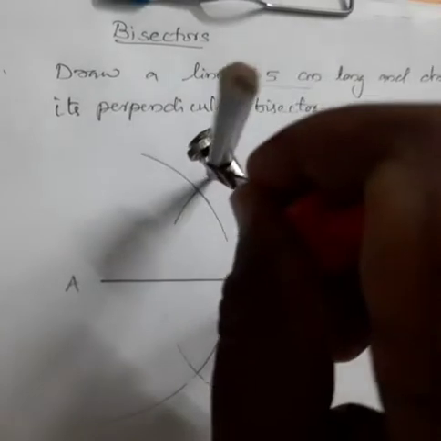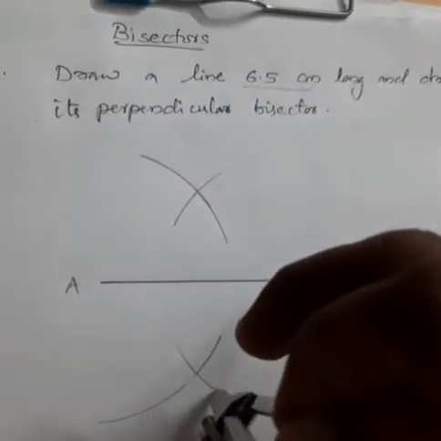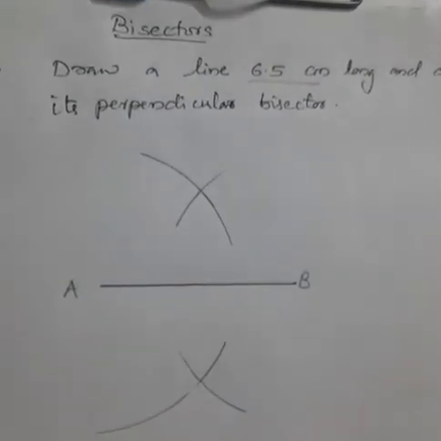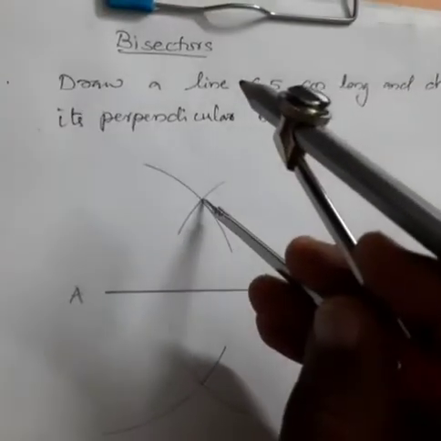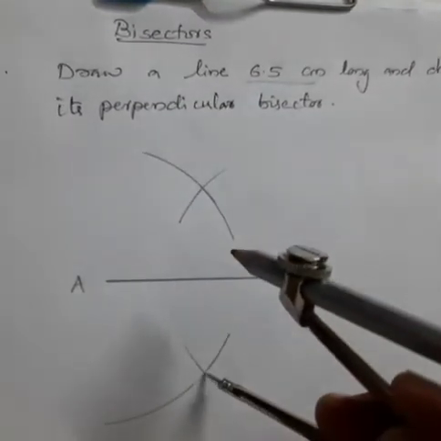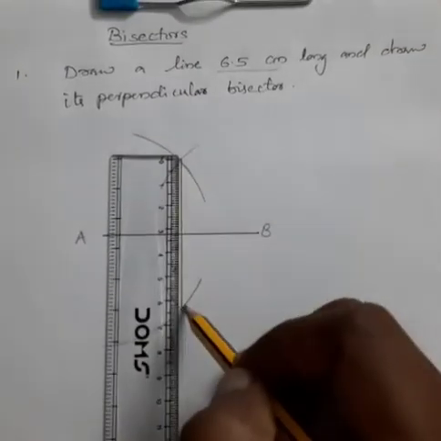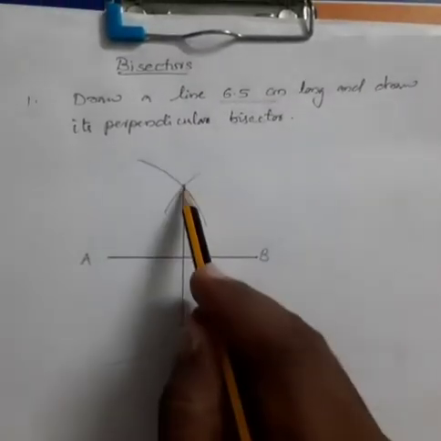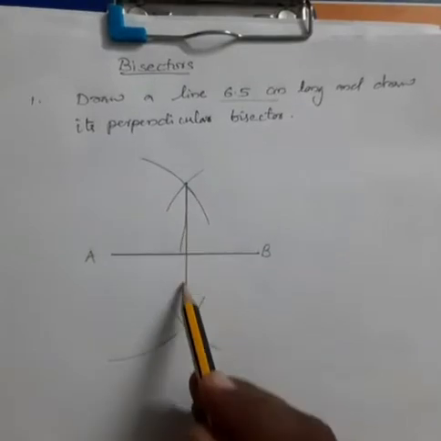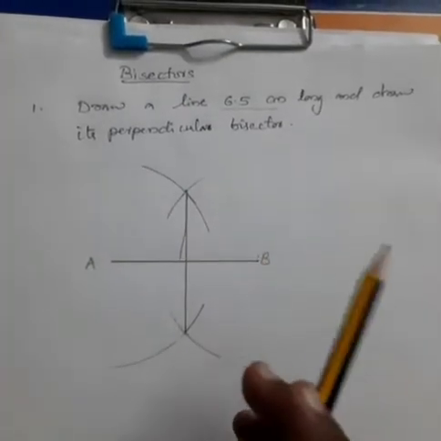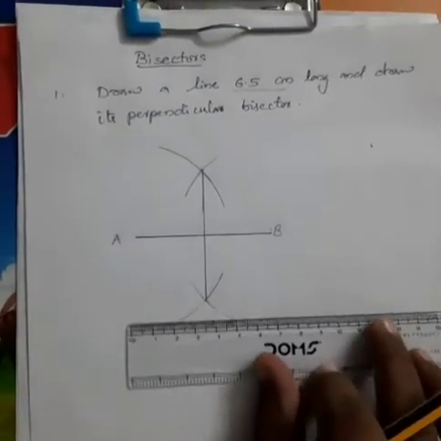From B, draw the next arc. Then what you have to do? You have to join these two points. Join these two points. So you got the bisector of AB. So you can draw the bisector of AB.